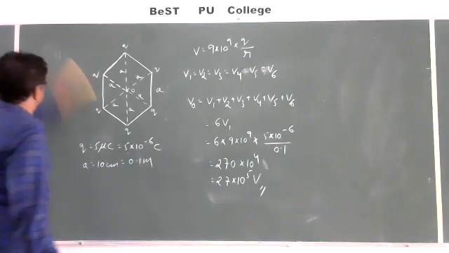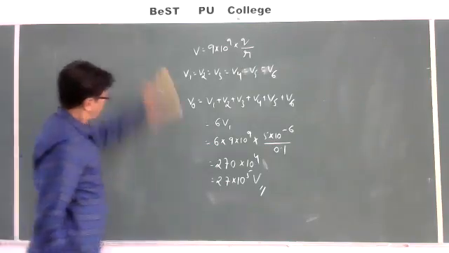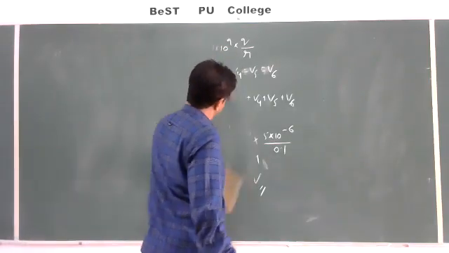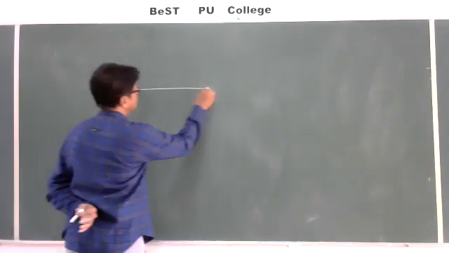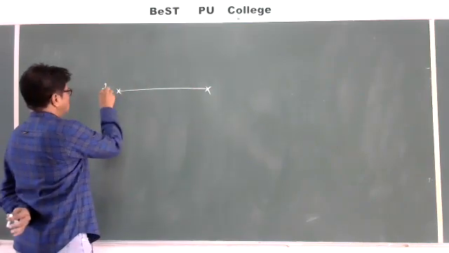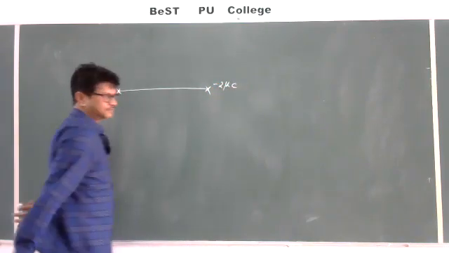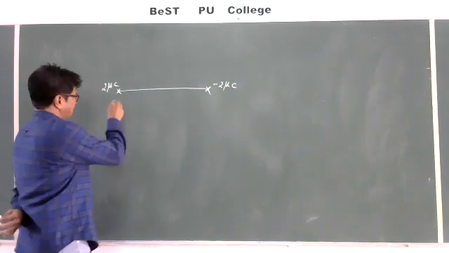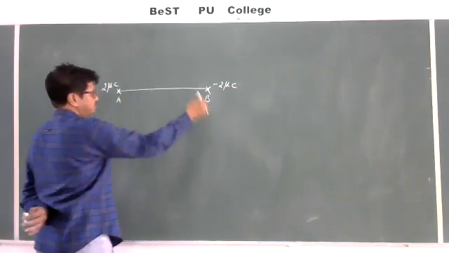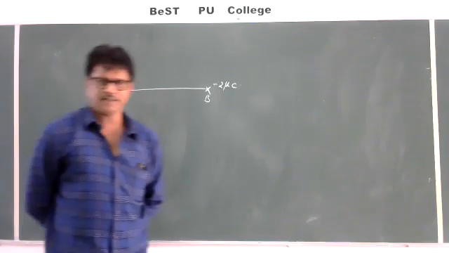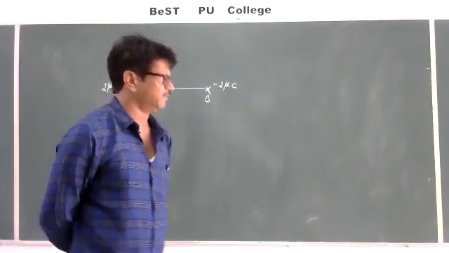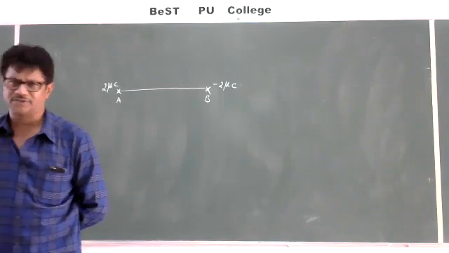So in the problem, what is given is two charges he considered. One is 2 microcoulomb and another one is -2 microcoulomb, separated by a certain distance. Then he is asking us to identify the equipotential surface.